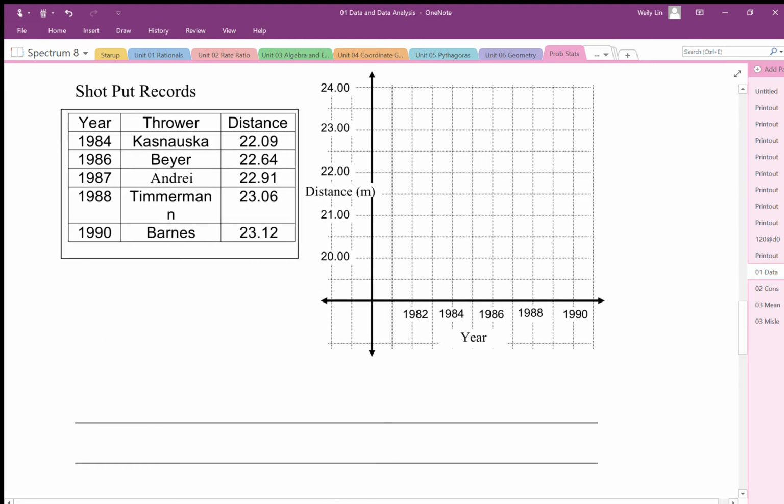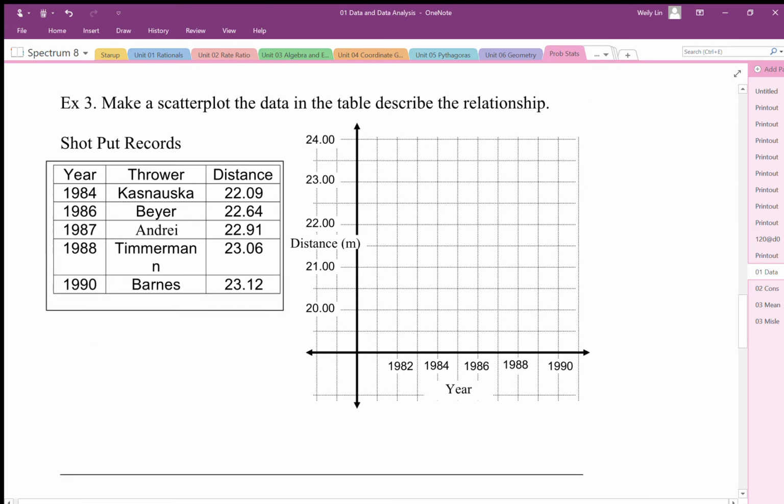If we plot these points, we can plot years along the x-axis and distance along the y-axis. So we can plot the shot put records and see if there's some sort of trend. This is what we're looking for. In 1984, the shot put record was 22.09, so let's say it's somewhere around here. I want you guys to do this on your graphs as well. In 1986, it's 22.64, maybe somewhere around here.